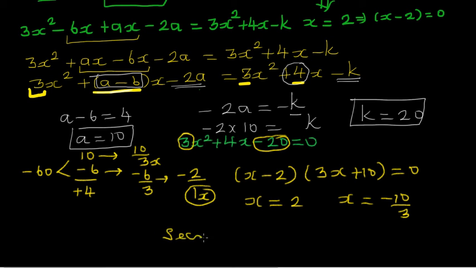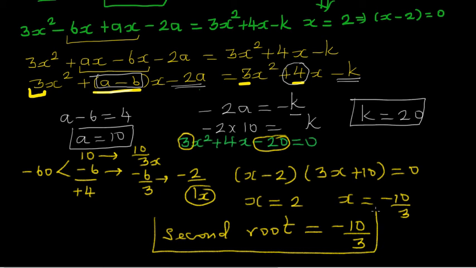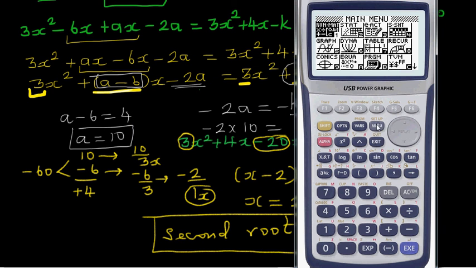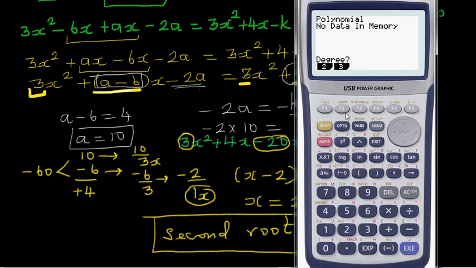The second root is just the second value of x when you solve a quadratic equation: minus 10 over 3. You can also do this on a calculator. If you go to equations, polynomial and second degree, we know a is 3, b is 4, and c is negative 20. And then solve it. So this is 2 and this is minus 10 over 3.